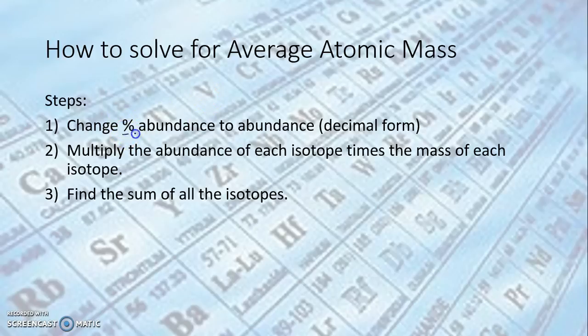First, if you're given a percent abundance, you have to change it to a relative abundance, which is decimal form. So how do we get from 99.35%? We move our decimal over 2 times, and we end up with 0.9935. If not, we're going to practice. Number 2, we multiply the abundance from step 1 times the mass of each isotope. Then once you get that, you add it all up.